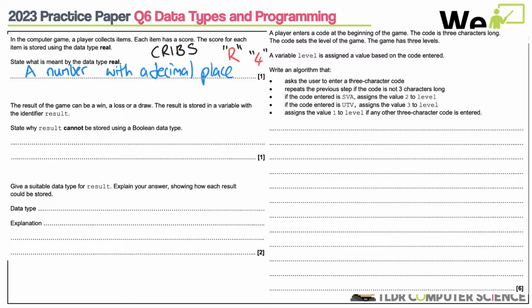So let's do that. So we can have level, since that's the variable that's assigned a value based on the code. Oh no, sorry, level is actually going to be 1, 2, or 3. So I need something else. I need another suitable name for an input. Code. Very good. So I got code. We are answering this question bullet point by bullet point. Ask the user to enter a 3-character code. So the code's going to be storing it.